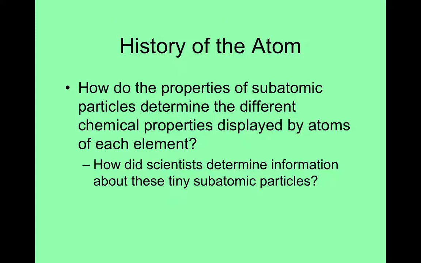And we've got kind of a unit essential question here that we'll think about throughout the whole unit. And that's how do the properties of subatomic particles determine the different chemical properties displayed by atoms of each element? And then I have kind of a sub question that I really want you to focus in on today, and that's how did scientists determine information about these tiny subatomic particles? Now, we don't know the answer to these yet, but hopefully we can come back at the end of the unit and think about this.